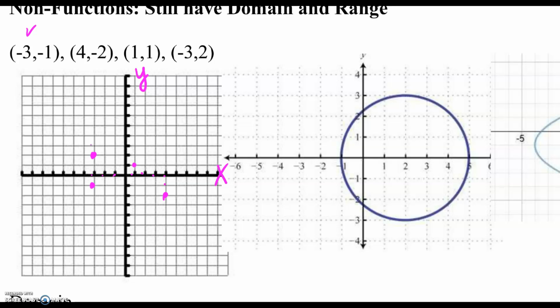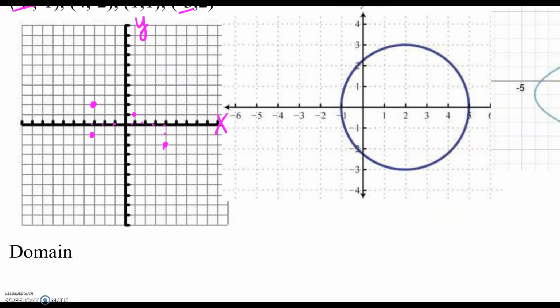And then at -3 for x and +2 for y. So this is a non-function because I have an x value that repeats. You may remember that from yesterday's notes. Now, if I'm listing the domain of this function, it's all the x values. So the x values were -3, 4, +1, and then -3 again, but I've already listed that. And I write it with this set notation when I'm doing just a list.